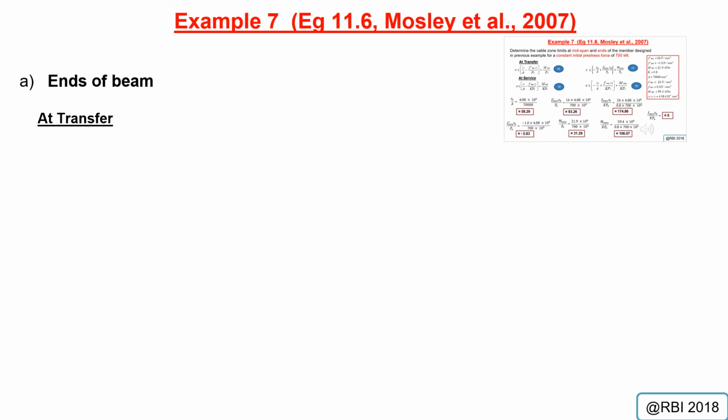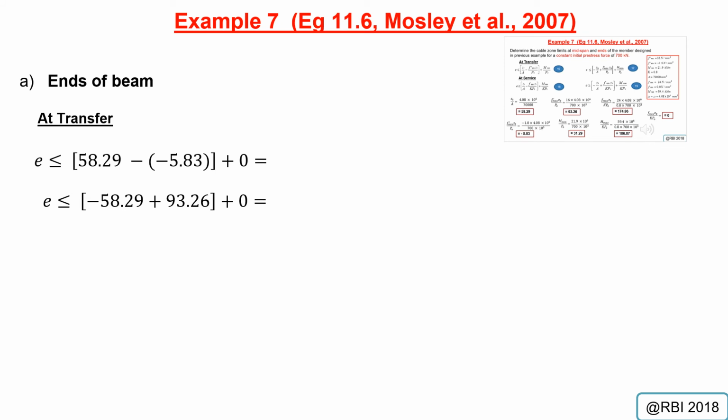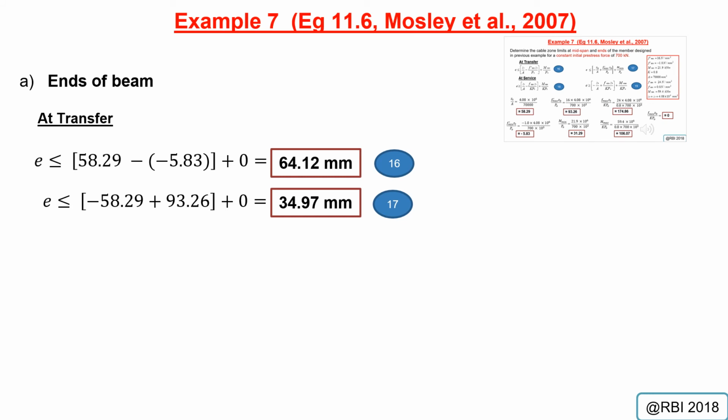At the end of the beam, you will see that the value of the moment is equal to 0. So for example, equation 16, you have your eccentricity at transfer lesser or equal to 58.29 minus, which is plus 5.83, in bracket, plus with 0. The 0 means that the moment at the end of the beam is equal to 0. So the total of equation 16, the E is equal to 64.12 mm. Then you will calculate every equation, one by one, from 16, 17, 18, and also 19.